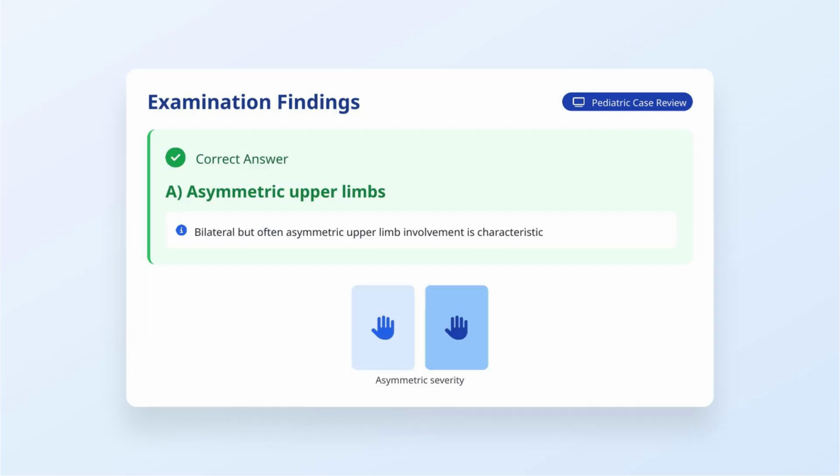Asymmetric upper limbs. While Holt Oram syndrome typically affects both upper limbs, the severity can be asymmetric, with one side more affected than the other. Common findings include abnormal carpal bones, radius hypoplasia or aplasia, and various thumb abnormalities. Lower limb involvement is not characteristic of this syndrome.